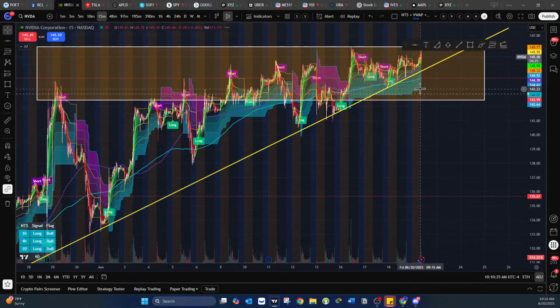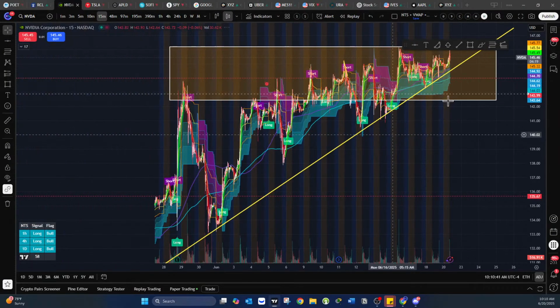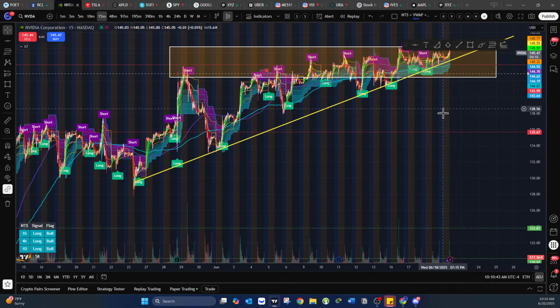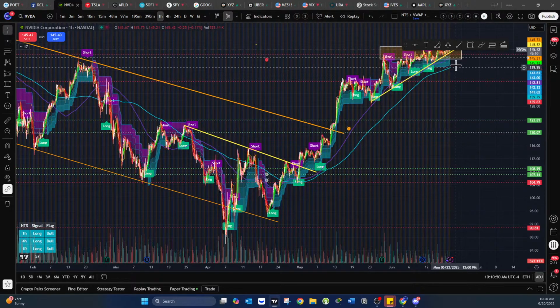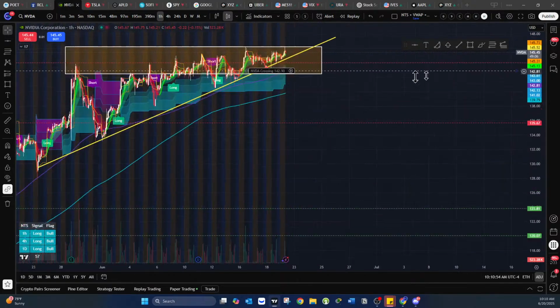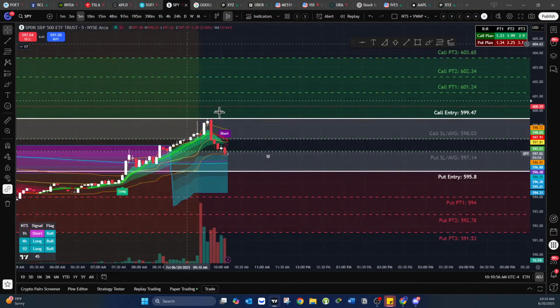Yeah, I like 144. 144 could see 142. 142 could go much lower. Below 142, this could get ugly actually. I wouldn't be shocked if we see 140 again. I'm just not that convinced of this market yet.